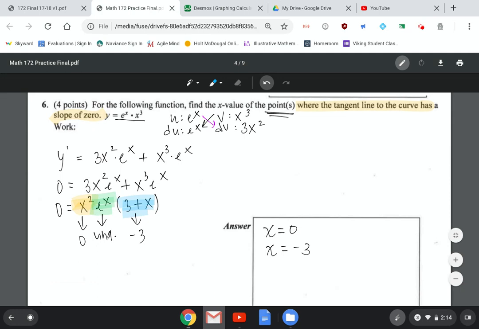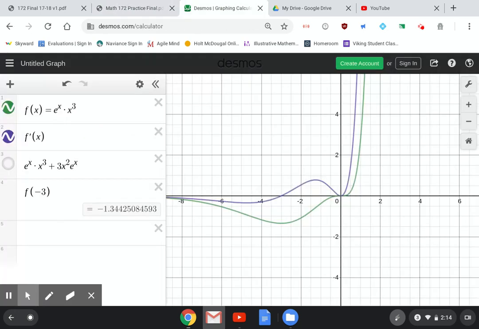So in order to solve a problem like this, you must first take the derivative. Remember, derivative means slope, so set that derivative equal to whatever it's asking you to solve for, and then solve it. You can always double check yourself looking at Desmos, and then you can see where it actually equals that value.